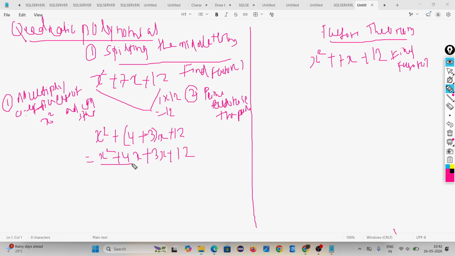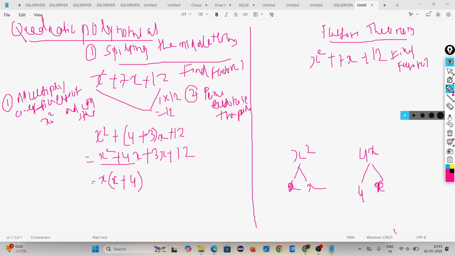Now look at the first two terms. One is x square, one is 4x. x square means x into x. 4x means 4 into x. So what is the common thing? In these two terms, x is the common term. From x square, one x we took common, remaining another x. Plus, here we took x, 4 is remaining.